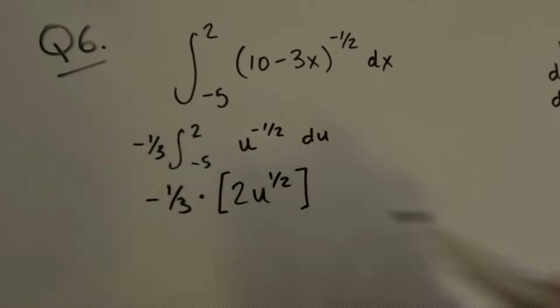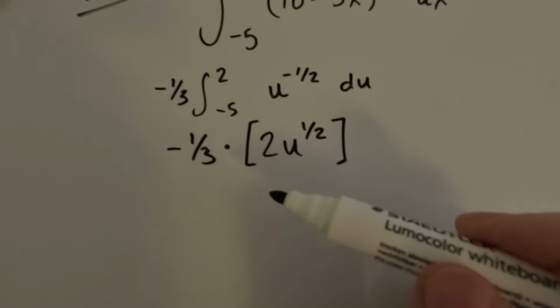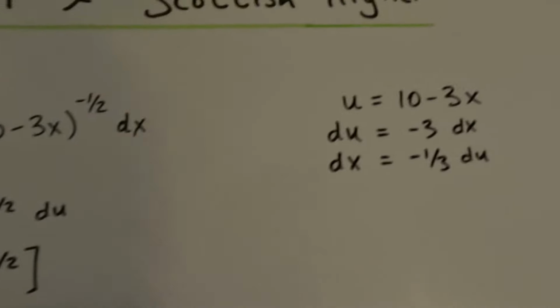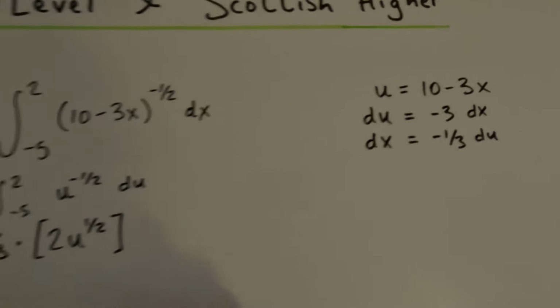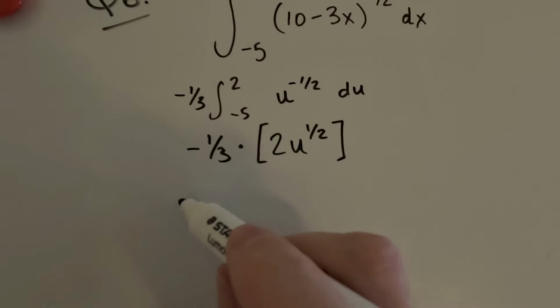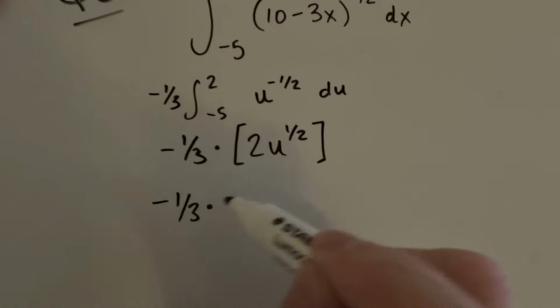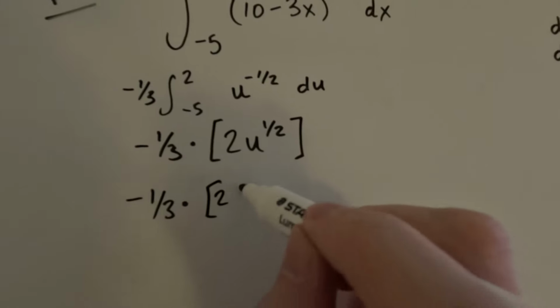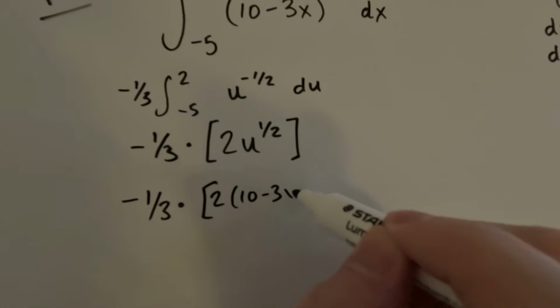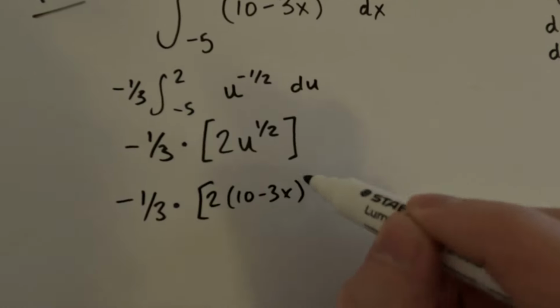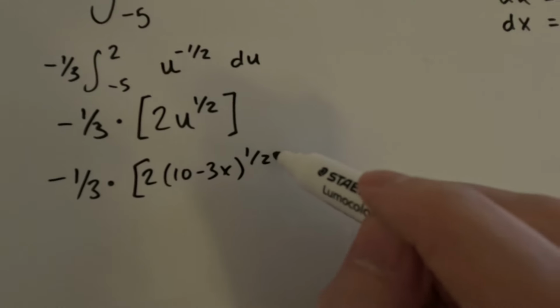Okay, so that's pretty much it, but it's in terms of u. So we need to make sure we put it back in terms of x. To put it back in terms of x, we notice that u is equal to 10 minus 3x. So let's plug that in. And the 10 minus 3x is to the half, not the 2, just the 10 minus 3x. The 2 is not to the half.